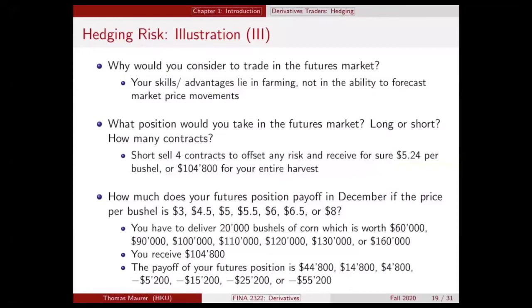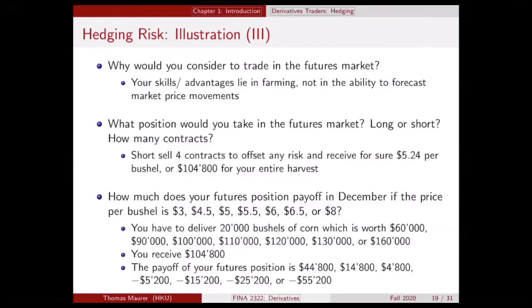So the first question here, why would you consider to trade the futures market? We already mentioned that corn prices are volatile. The farmer may not want to take that risk, and of course you want to focus on his main skill, which is farming and not predicting prices. So what position should he take in the futures market? Should it be a long or a short position, and how many contracts?